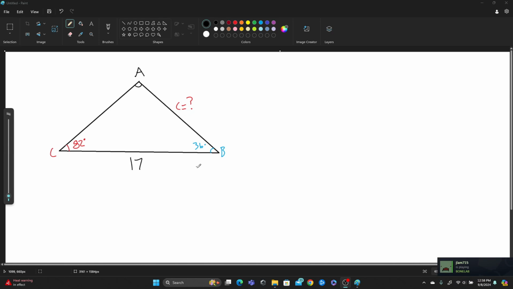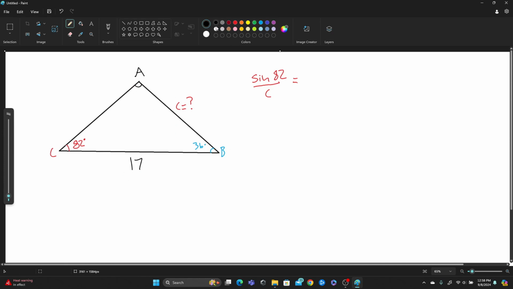Go ahead and pause the video and try to find side C. Okay, so to find side C, because of the law of sines, we know that sine of 82 degrees, because that's angle C, over C is going to be equal to either angle B over side B or angle A over side A.